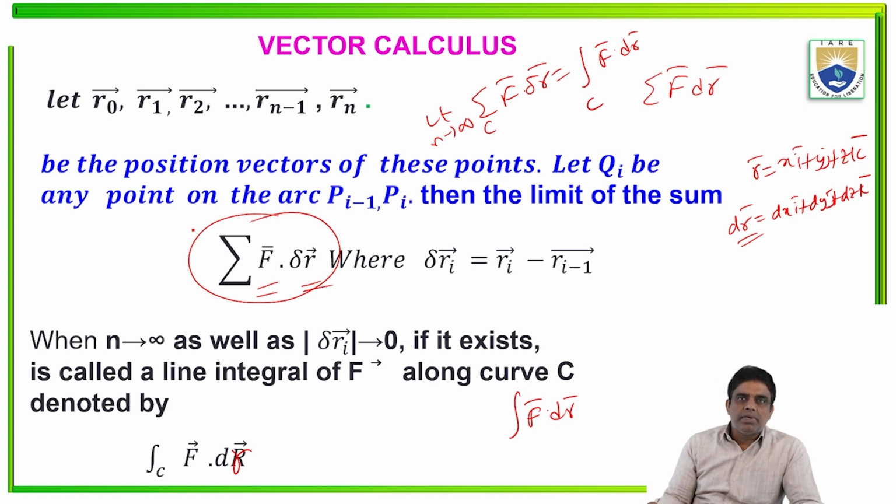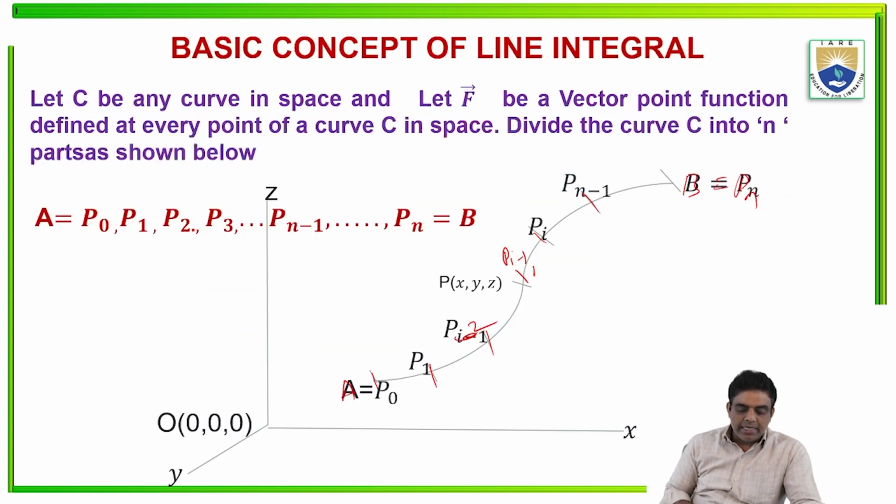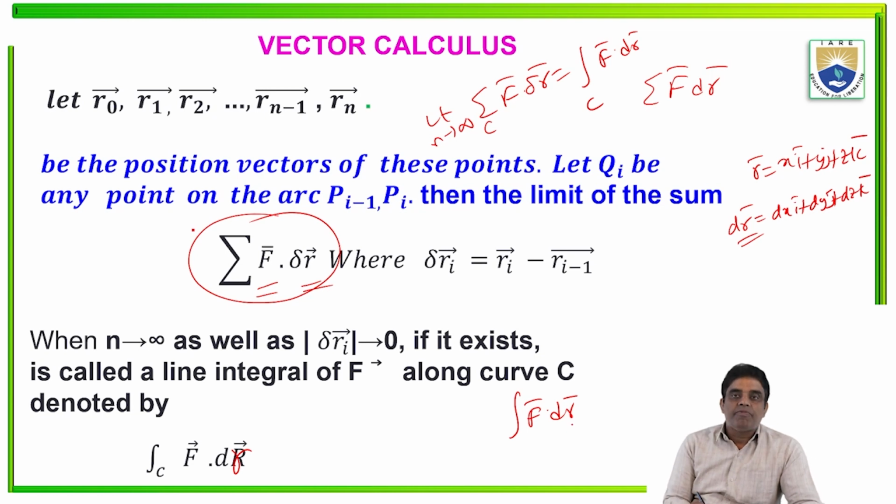So the limit of the sum as n tends to infinity, the lengths will be 0. Suppose as n tends to infinity, the number of parts is infinite. Here there are n parts to divide A and B. If n tends to infinity, then the distances between the points will be very small, so dr is very small, delta r tends to 0. Then this summation is called the integral of f bar dot dr bar along the curve C, where f bar is the function defined along the curve and r bar is the position vector of any point, r bar equal to (x, y, z).